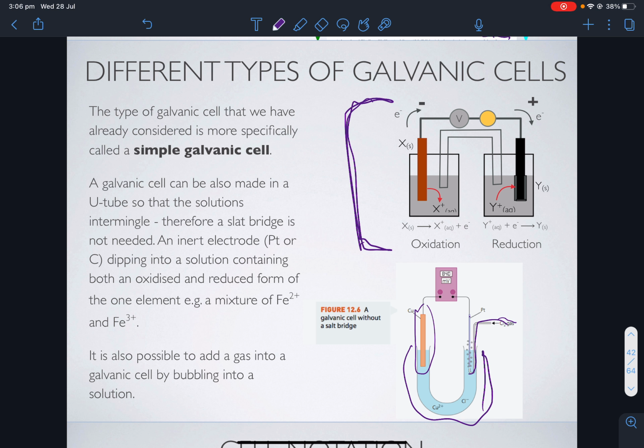What have I said here? Therefore, a salt bridge is not needed. So an inert electrode, platinum or copper, is dipping into a solution containing both an oxidized and reduced form of one of the elements. So here we've got chlorine going to chloride. It's also possible to bubble a gas into there.